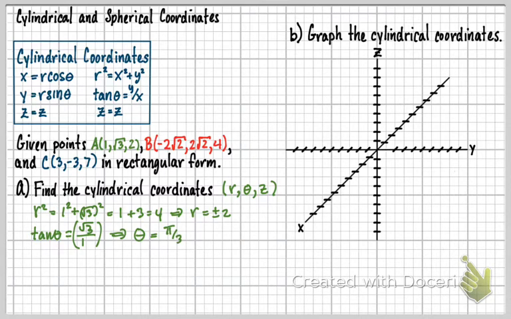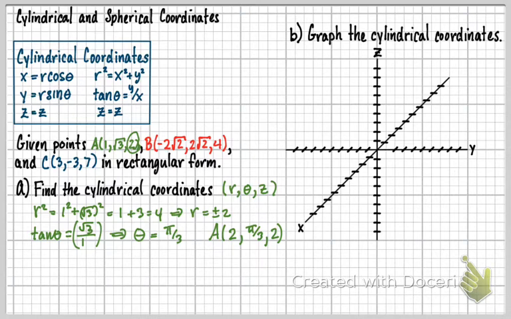All right, so now we have our r, theta, and our z. So our cylindrical coordinates for this first point A is going to be (2, pi thirds, and z is going to be 2). And that just comes from the original point there. That doesn't change. So that's what I end up with for my cylindrical coordinates for my point A.